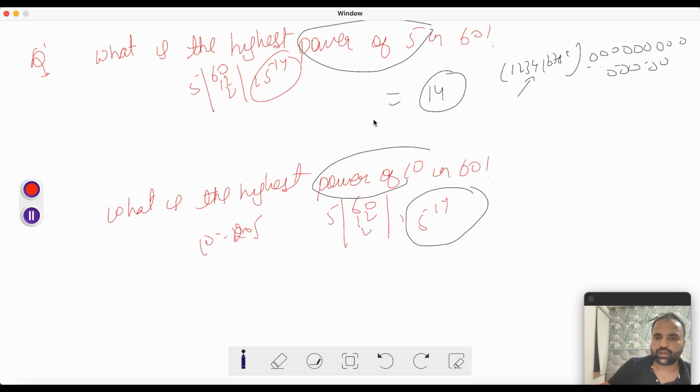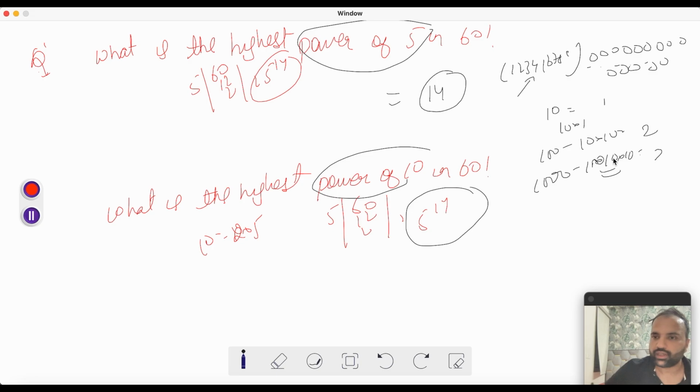So what happens? Let's say we ask how many zeros we have in 10. You say 1, because it's 10 into 1. For 100, it means 10 into 10, so you have 2 tens. For 1000, it is 3 tens. That's how you break it. So the number of 10s shows us how many zeros there would be in a given factorial.